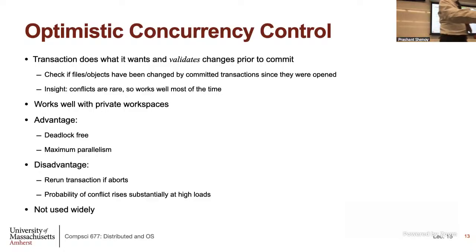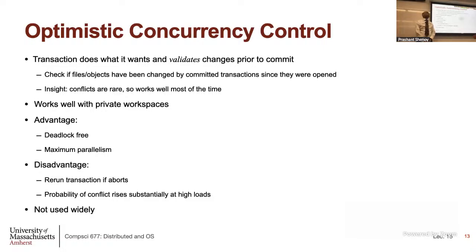You have a question? How is it aborted? If you have private workspaces, you can just throw away one of the transaction's changes, or you can throw away both of them if they conflict with one another. You can also use write-ahead logs and then undo this. We already saw how to undo the transaction. So this one you can assume is just using private workspaces.